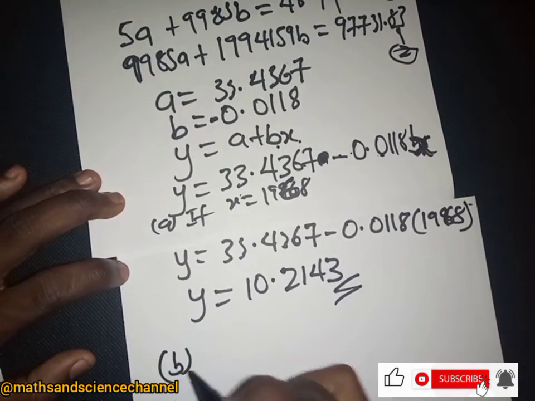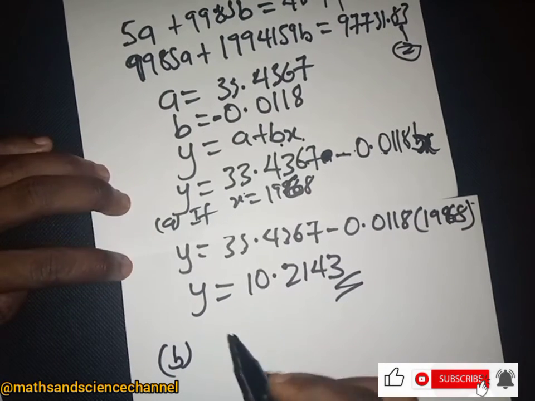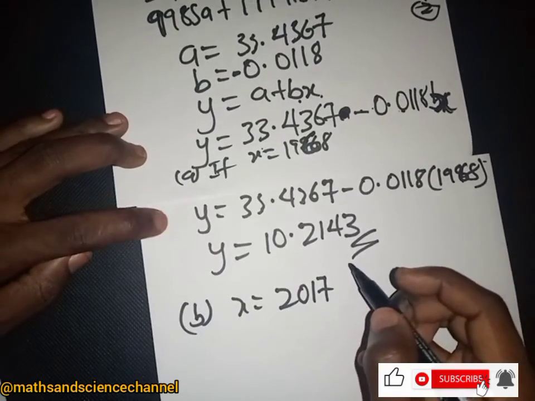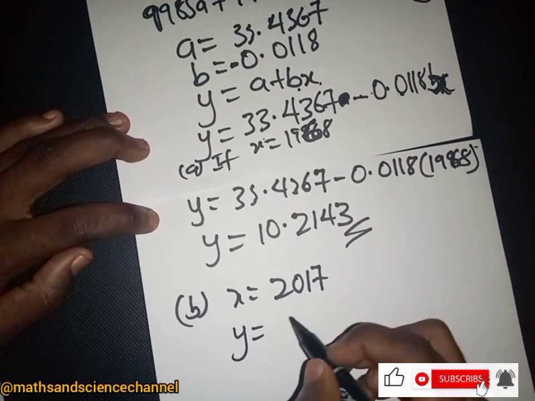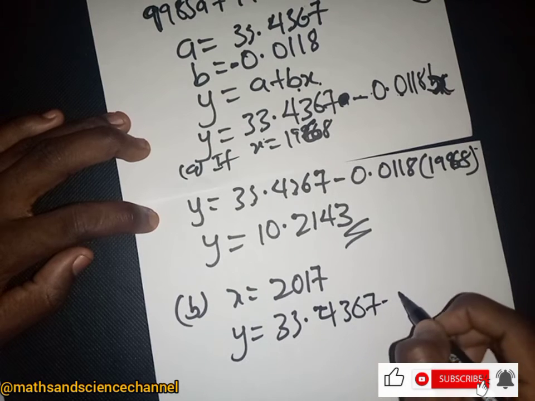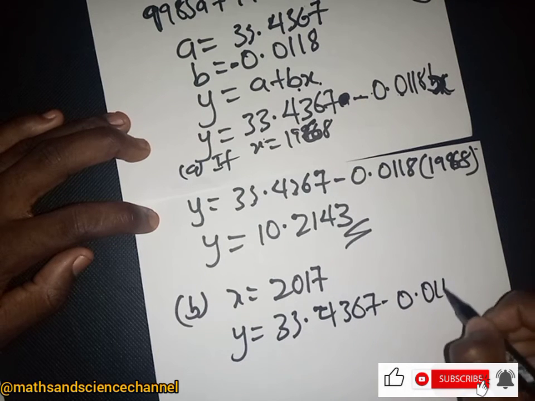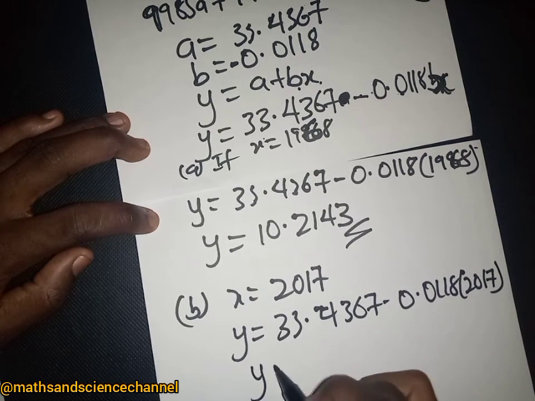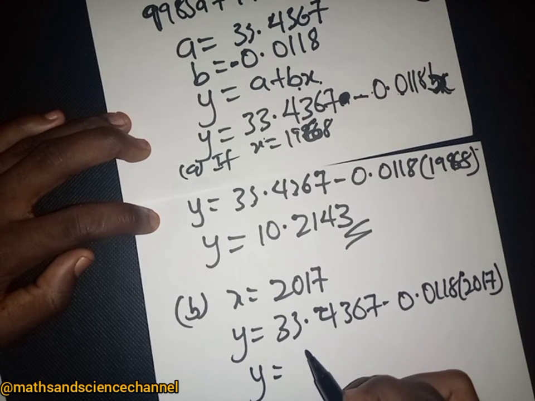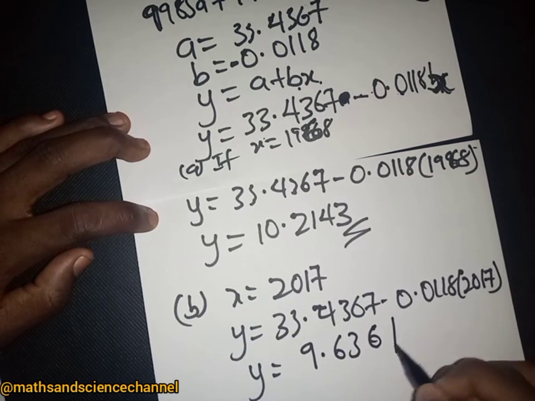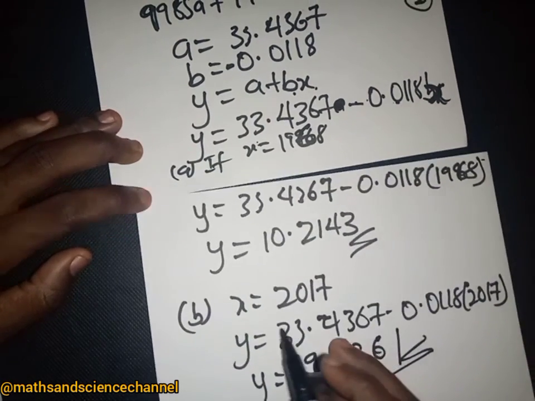Now part b also will have an estimate if we take x to be 2017. If x is equal to 2017, then we have 33.4367 minus 0.0118 times 2017, then y will be equal to 9.6361, and that will be for part a and b.